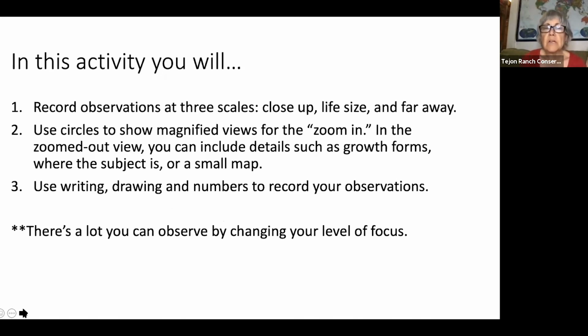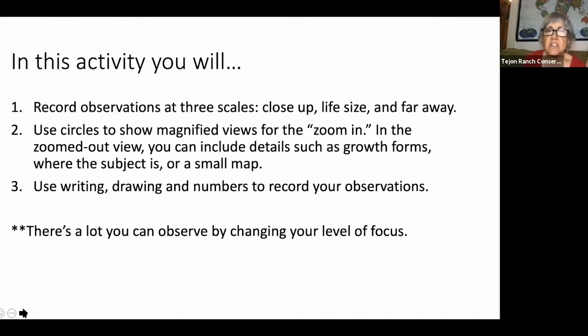We're going to use circles. We'll circle what we're magnifying. So you'll draw your life size piece, whatever part of that you're going to magnify, you'll circle that. You'll draw a line to another picture, which you'll also make in a circle as if that circle represents a magnifying glass, and then you will draw that in. That'll be the zoomed in part, the magnified part.